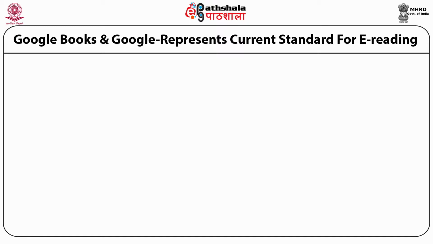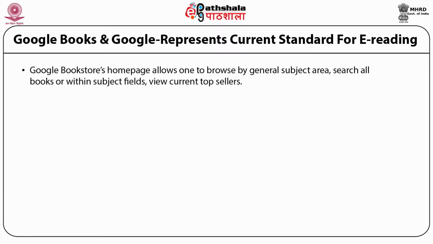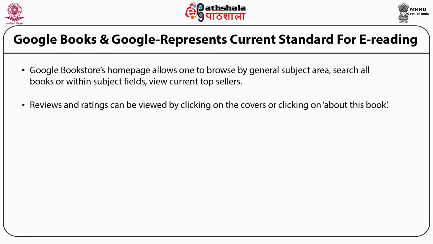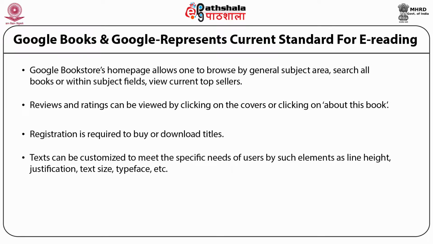Google Books represents the current standard for e-reading. Google Bookstore's homepage allows one to browse by general subject area, search all books or within subject fields, view current top sellers, etc. Reviews and ratings can be viewed by clicking on the covers or clicking on About the book. Registration is required to buy or download titles. Texts can be customized to meet the specific needs of users by such elements as line height, justification, text size, typeface, etc.